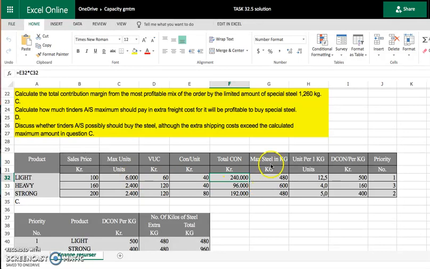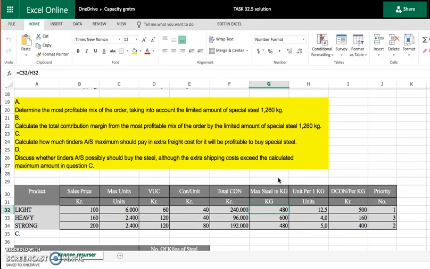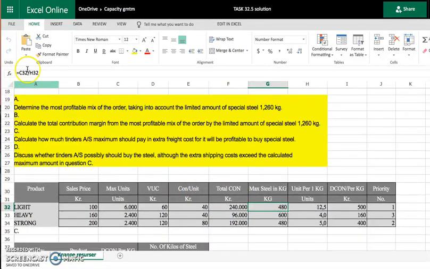Next off, match steel in kilos. This is suddenly in kilos, so what we need to do is say C32, as you see here, multiply it, and divide it with 832, which is over here, units per kilo.